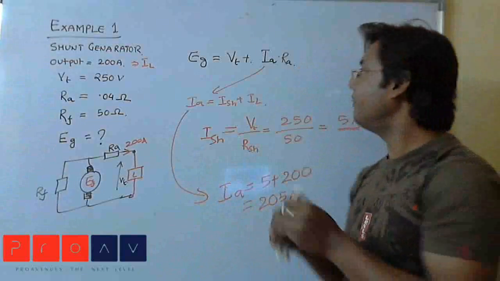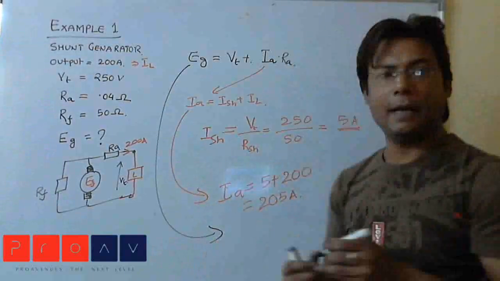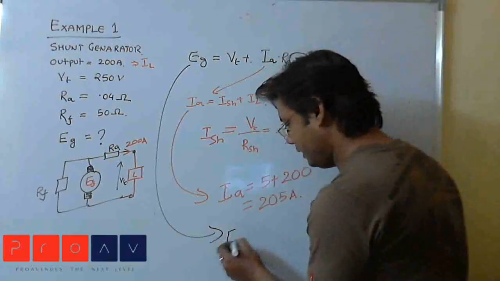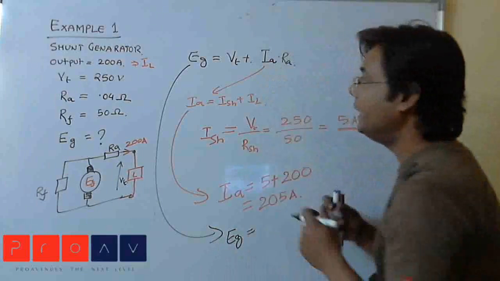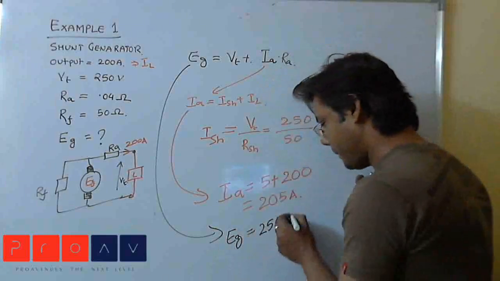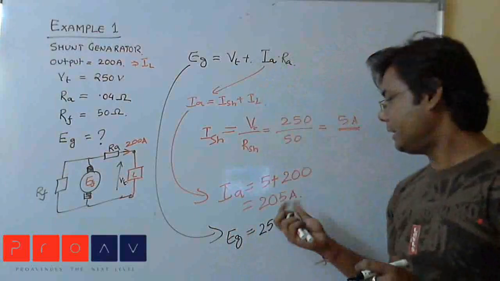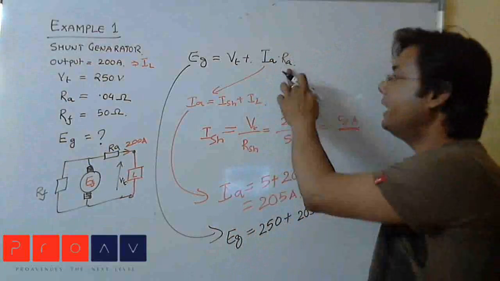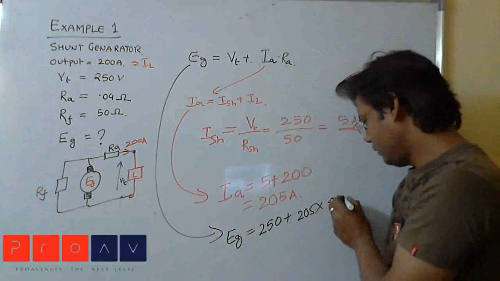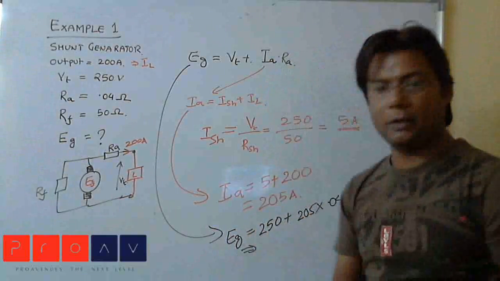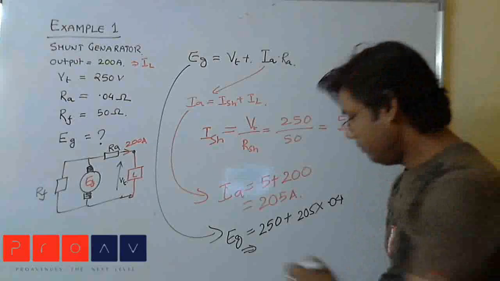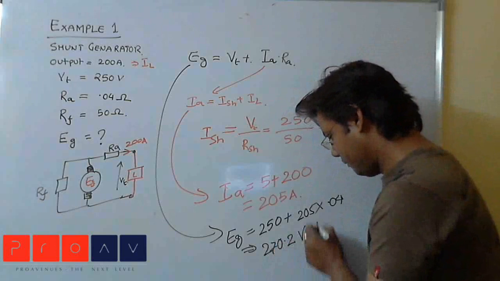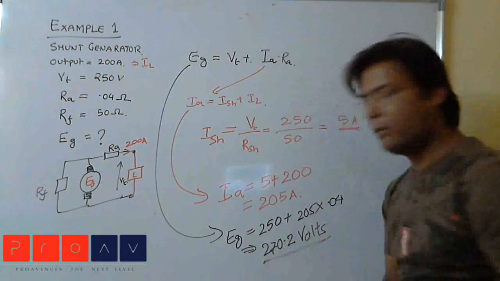So from this formula I have EG equal to VT plus IA RA. VT is 250, plus IA, which is this 205, multiplied by my RA, which is 0.04. This EG is coming to be 270.2 volts. This is how we found the EG.